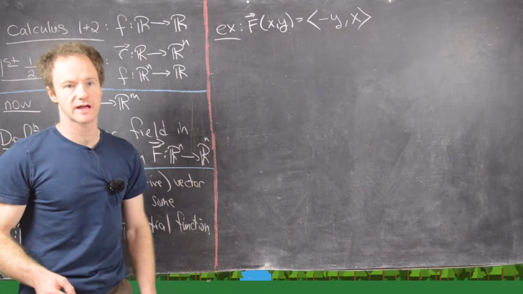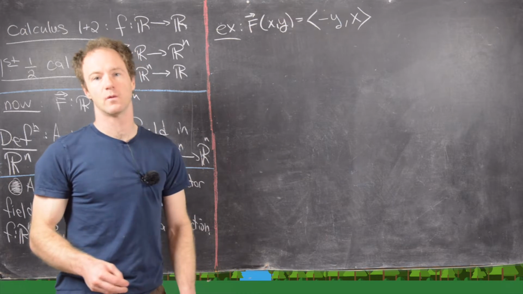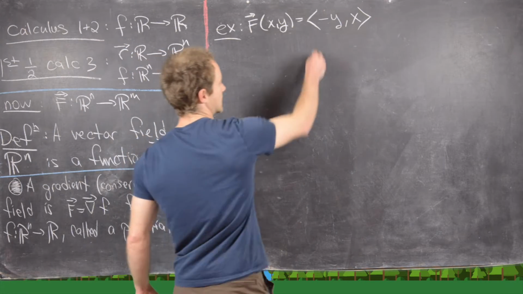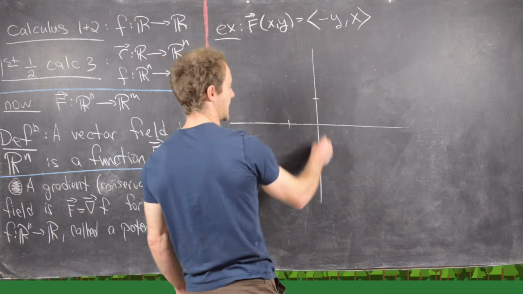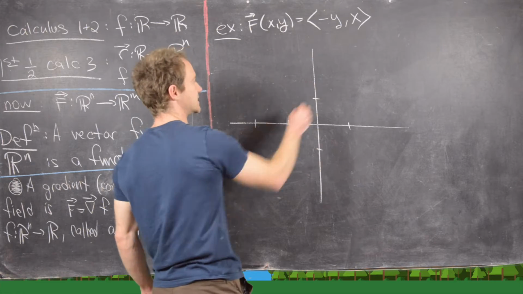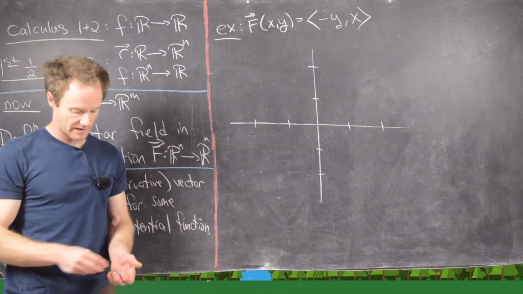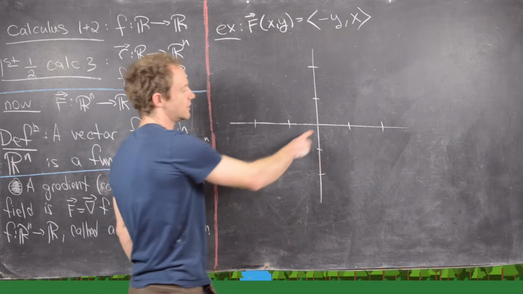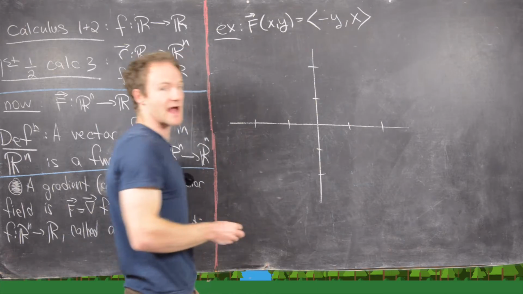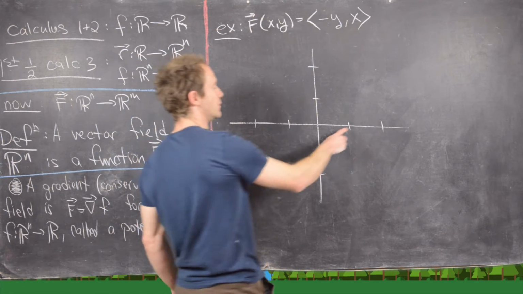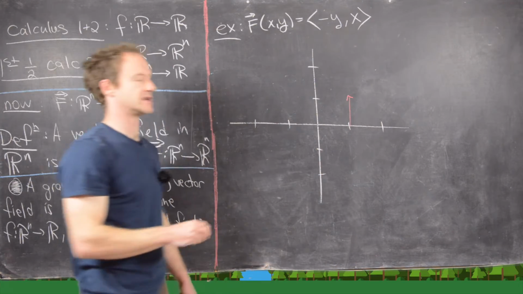So the next one I want to look at is this one right here, which is f of x, y equals negative y, x. So let's get a picture of this going. Okay, so I'm going to go ahead and put a couple of points here. Let's put points along the x-axis like that and the y-axis. Okay, so notice here at the point 1, 0, if we plug 1 in for x and 0 in for y, we will get the vector 0, 1. So that thing is pointing up here like this.